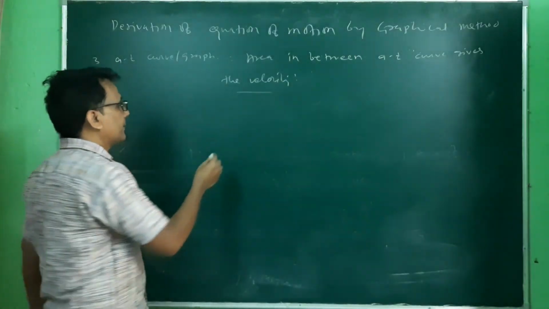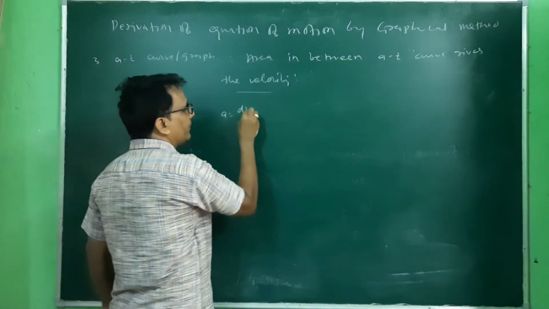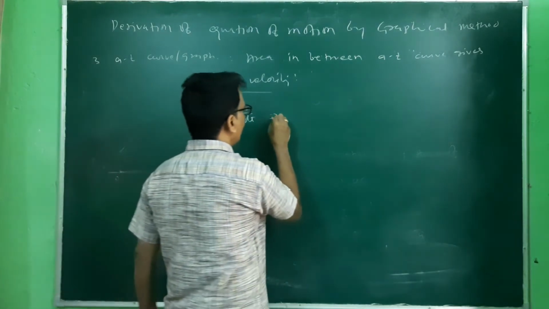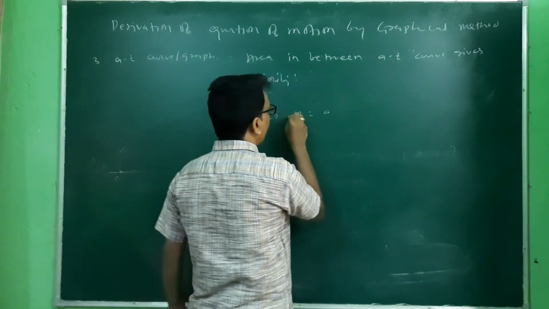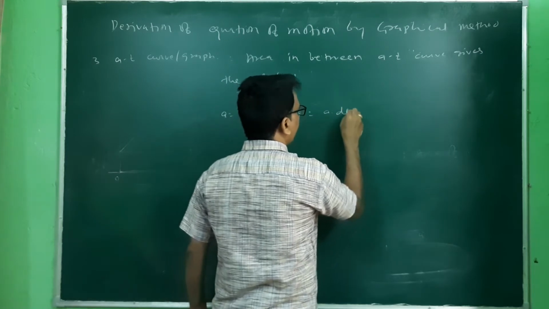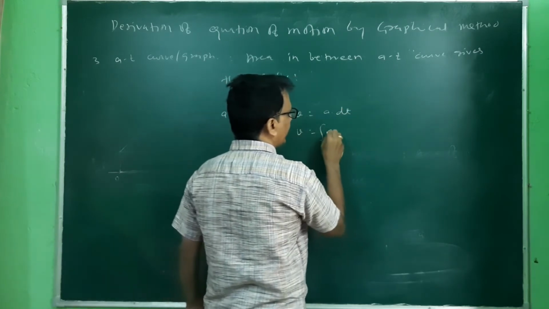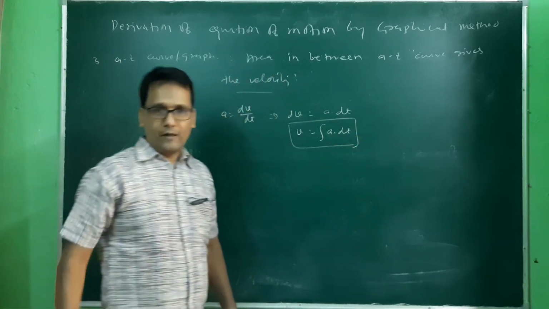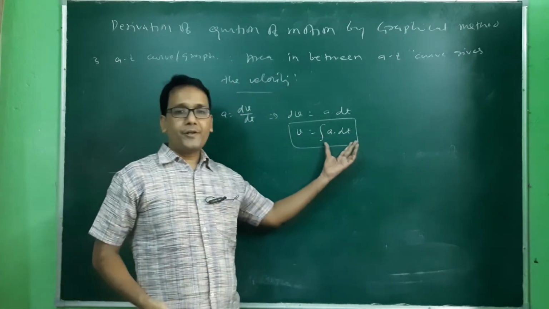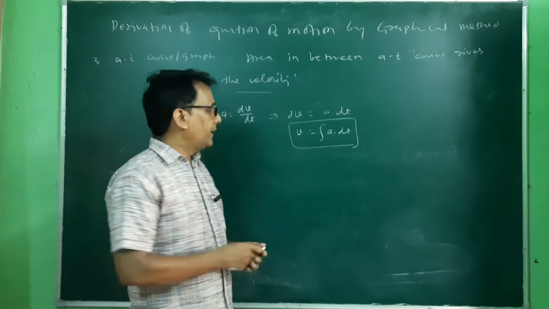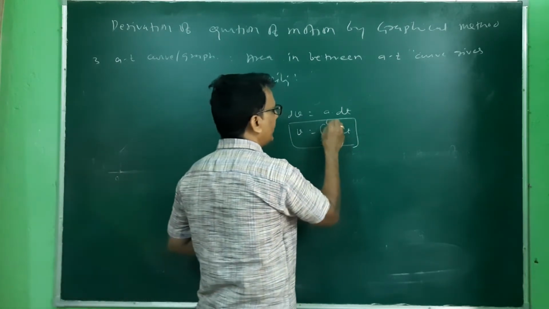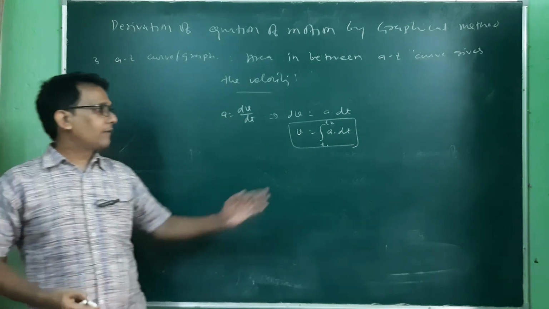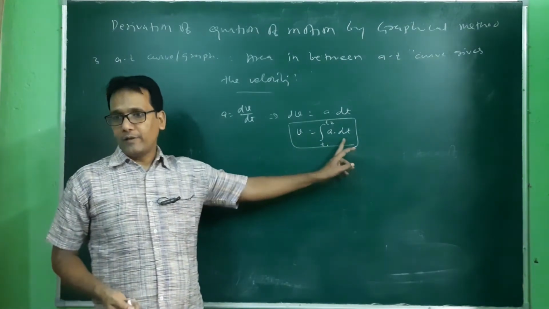So if we have that a is equal to dv by dt, then this implies dv is equal to a multiplied by dt, and v is equal to the integration of a dt, and this integration actually gives that area. So this is the integration of a multiplied by dt, and that limit is from t1 to t2. So in between two particular times, one can calculate the velocity by calculating the area.